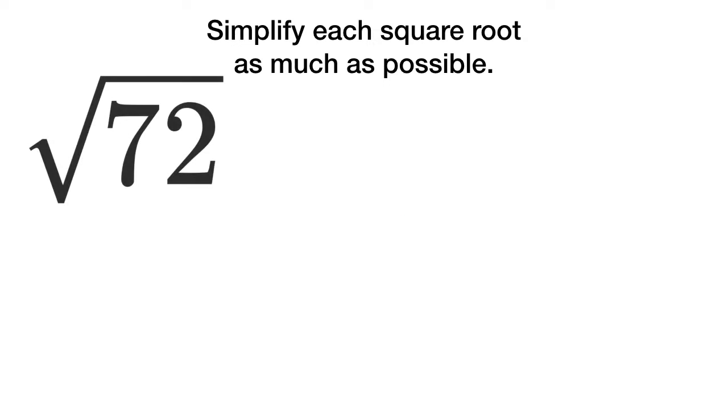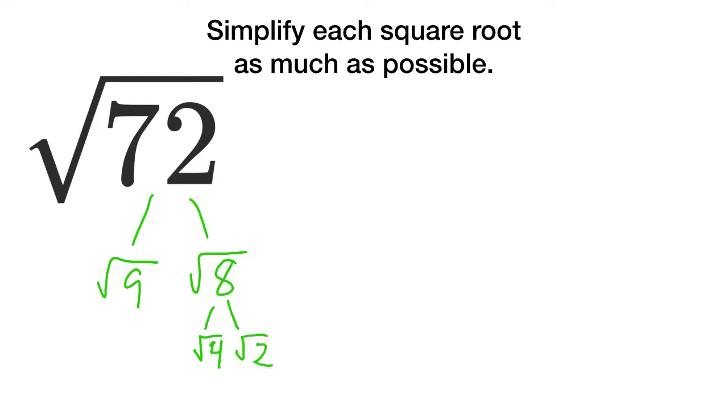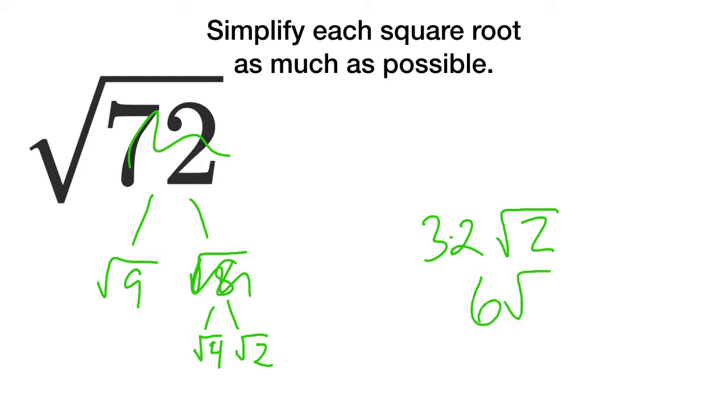Let's try the square root of 72. Well, let's see. I know that 72 is the same as saying 9 times 8. And 8 is the same as saying 4 times 2. So let's see, the square root of 9 is 3. The square root of 4 is 2. Square root of 2, so that becomes 6 square root of 2. I could have also said 36 and 2, and the square root of 36 is 6.